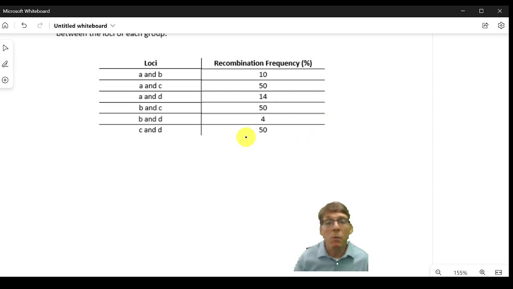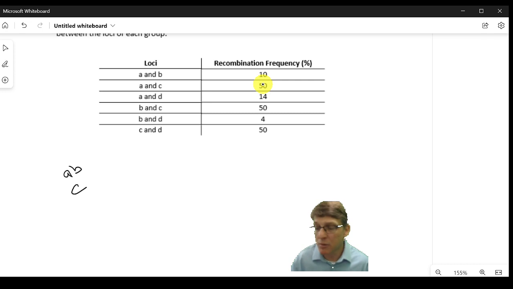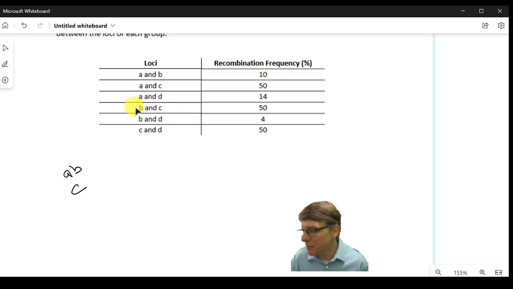Okay, so if we look through this chart, we can see A and B is 10%. That means A is linked to B. Let's make some notes: A and B are together. Now A and C, 50%. So that means gene C is not linked to gene A, so we'll put it by itself. It should also not be linked to gene B. If we look down here, gene B and C, 50%, yep, it's not linked to gene B either.